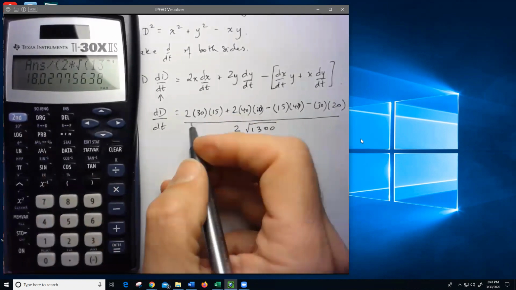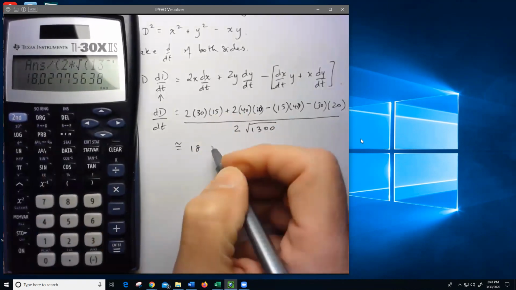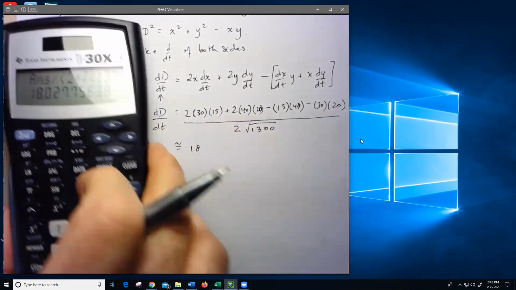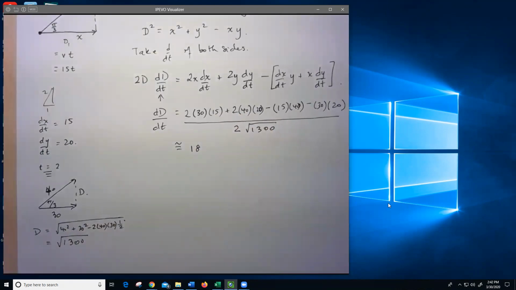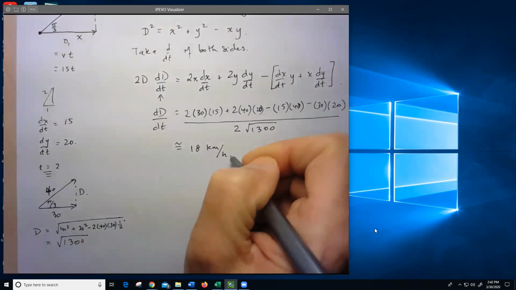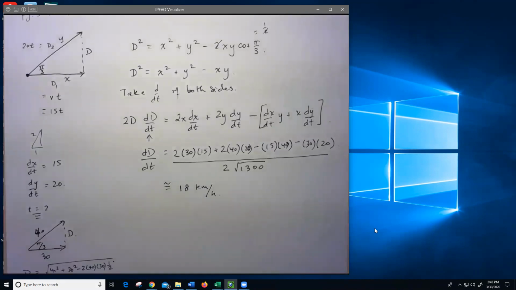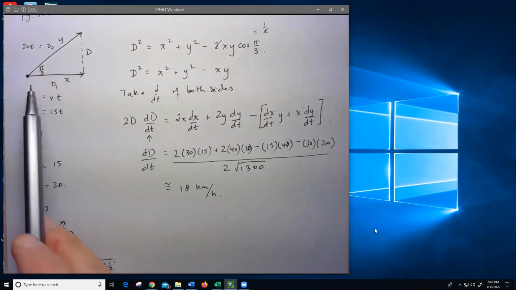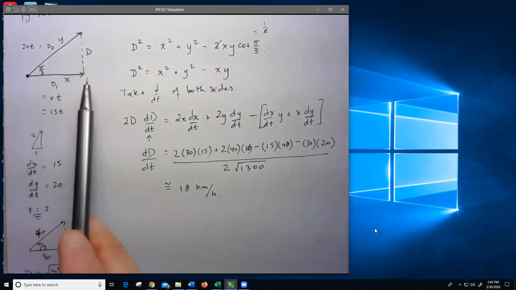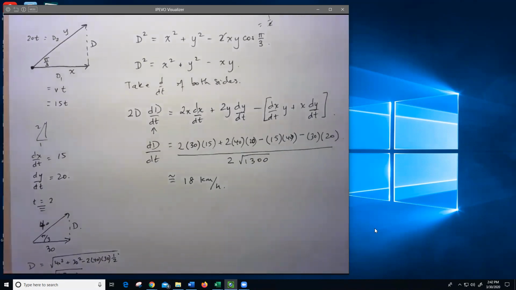Okay, so that looks to be approximately 18, and what was this? This was in, I'm going to assume kilometers per hour. Yeah, kilometers per hour, thank you. All right. So essentially what we're seeing is that at that moment in time, the distance between them is increasing at a rate of 18 kilometers per hour.